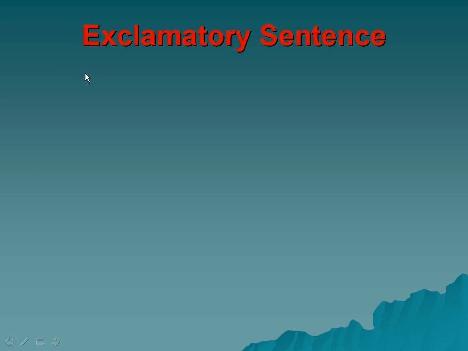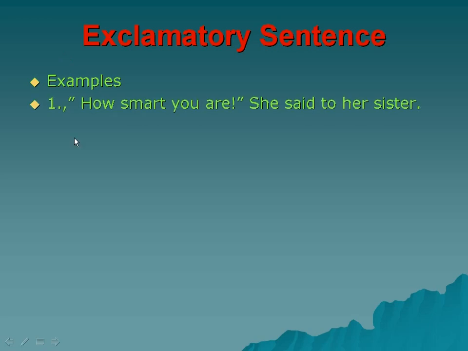Next one is the exclamatory sentence. Example here. First is, "How smart you are," she said to her sister. This is an exclamatory sentence. Here is an exclamatory mark, then an exclamatory word at the beginning of the sentence, and an exclamatory mark, then it is an exclamatory sentence.